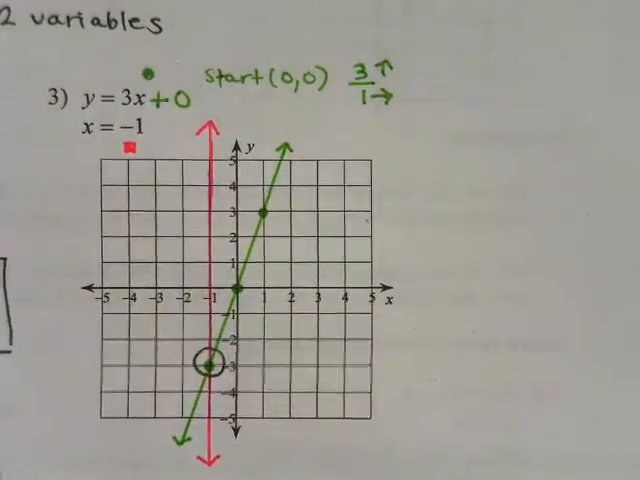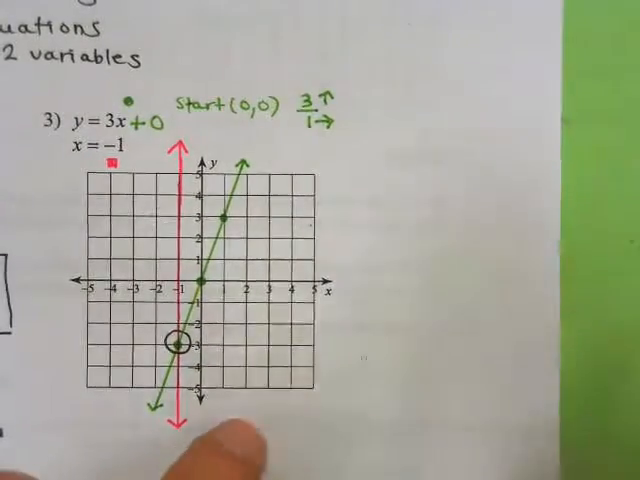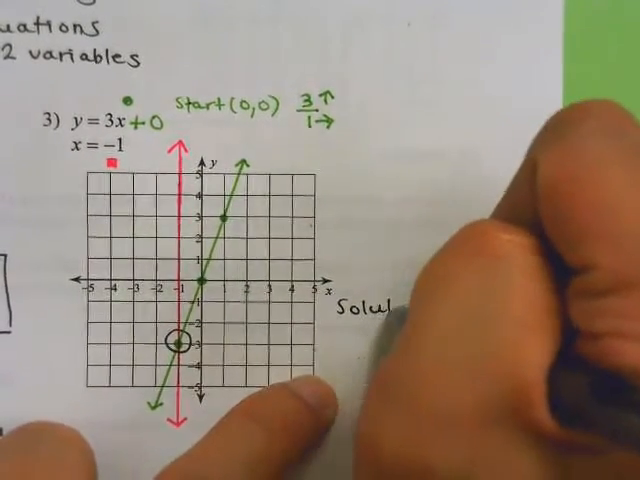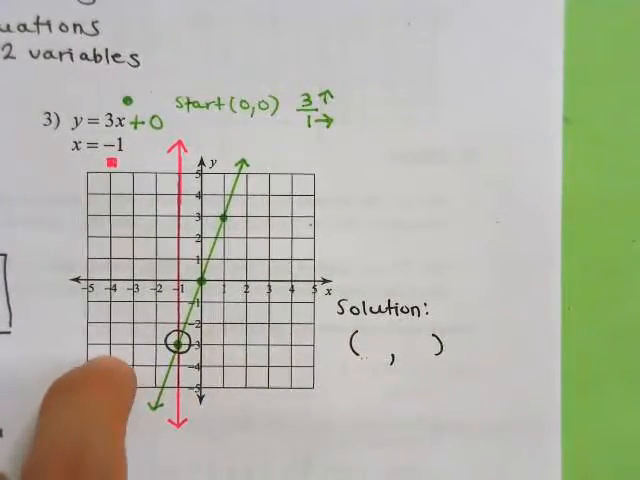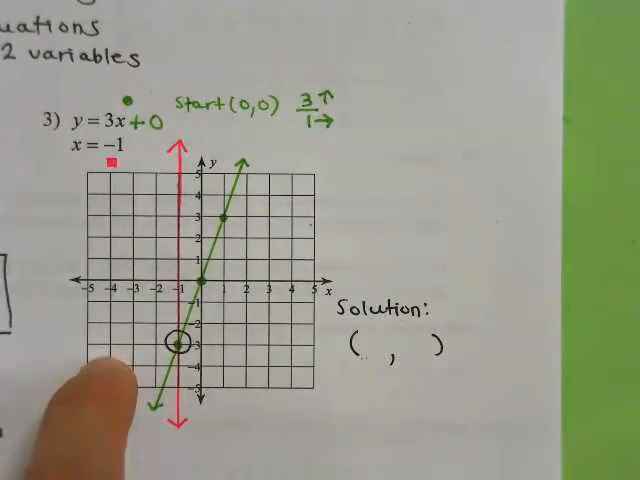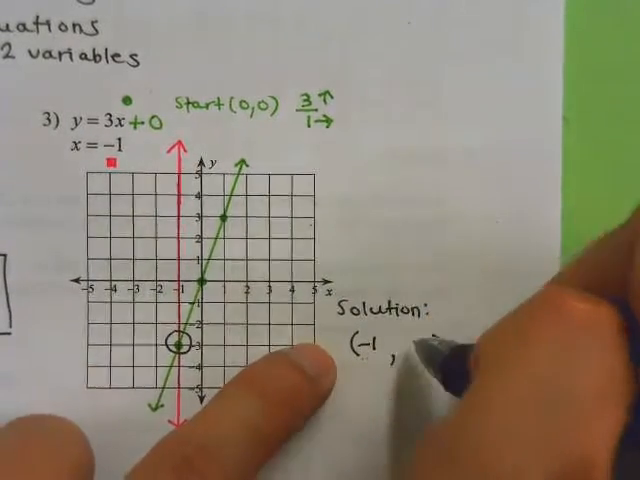Okay, if there is a point of intersection, please circle that. And we will also write it as well. What is your coordinate point of the intersection? -1, -3. Yes, so -1, comma, -3.